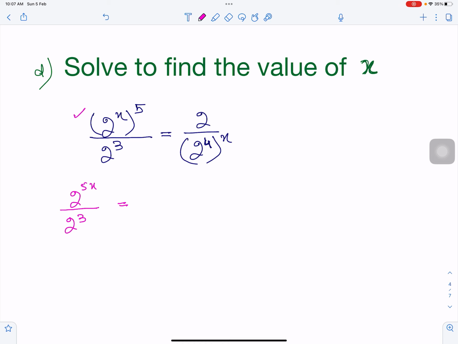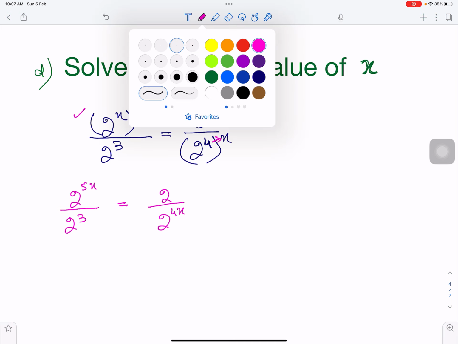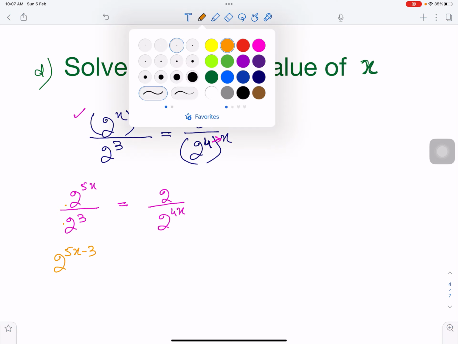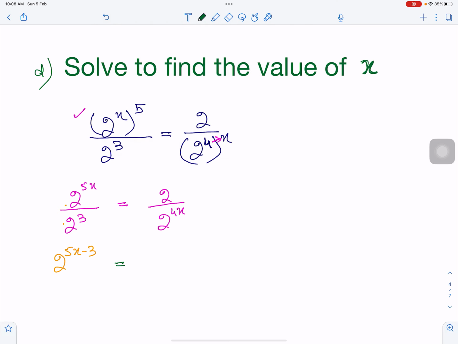Similarly, I'm going to simplify the right hand side. Numerator 2 I will write as it is. Denominator I will multiply 4 by x. So it will become 2 power 4x. Now if I see left hand side has base 2, same base, there is division sign in between. So I will subtract the power, 5x minus 3. Right, when there is division we can subtract. Similarly on the right hand side, base is same. This has power 1, not written means power 1. So it will become 1 minus 4x.